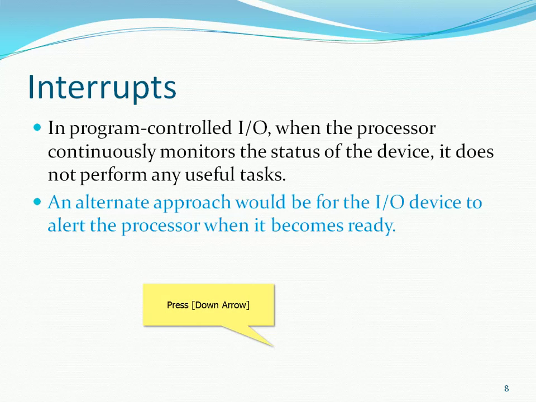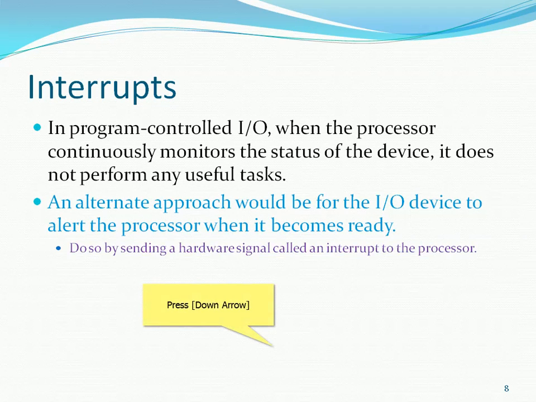An alternative approach is for the IO device to alert the processor when it becomes ready, by sending a hardware signal called an interrupt to the processor. So it sends a signal to the processor saying, I am interested in doing some data transfer, so I need some processor service. So it will raise an interrupt.